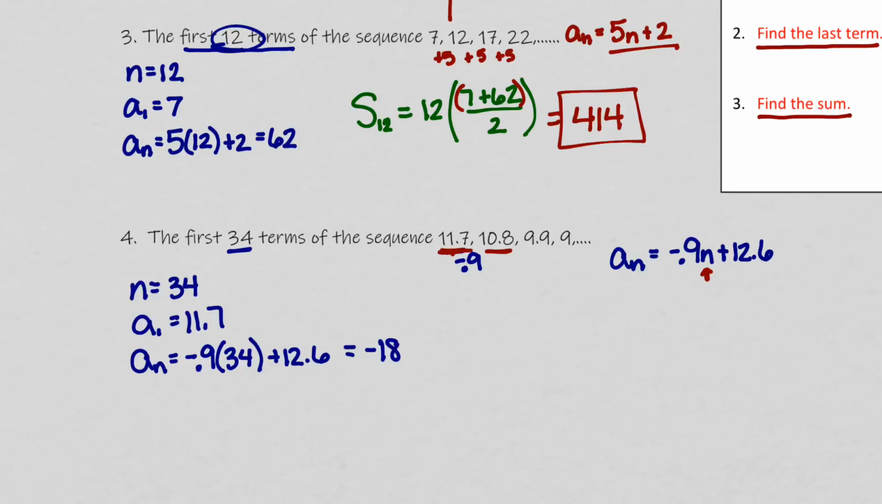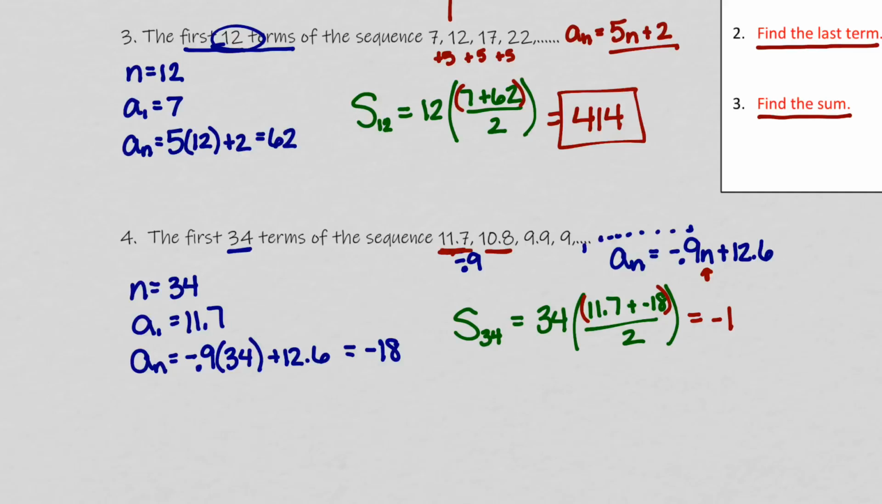Okay, so if I kept going and listing the rest of this sequence, the 34th term would be negative 18. Now we can substitute it into our sum equation. So I want the sum when n is 34. So I add the first term plus the last term, and I divide by 2. Again, you'd have extra parentheses there. And then you should get negative 107.1. All right, so that covers everything for 8.2.